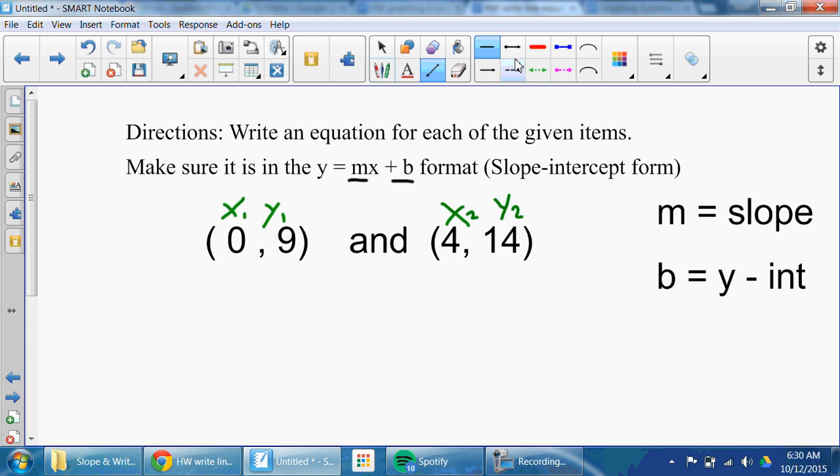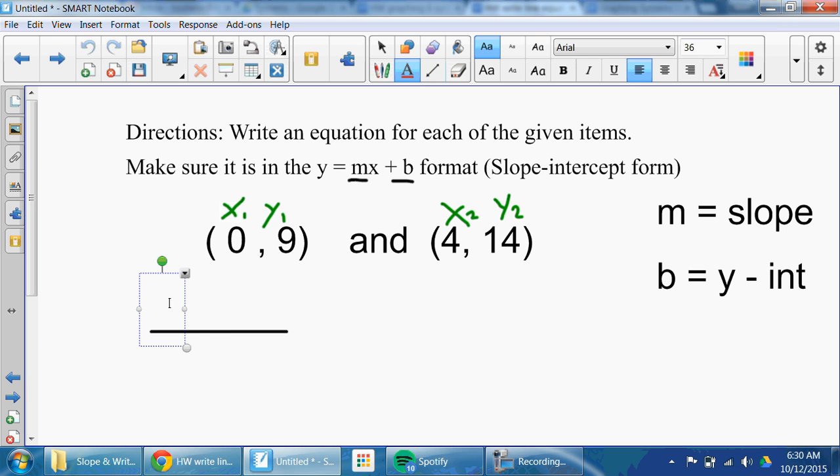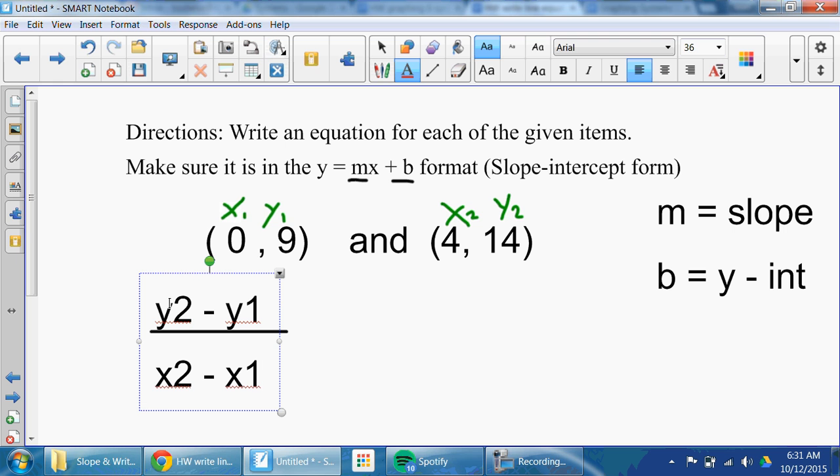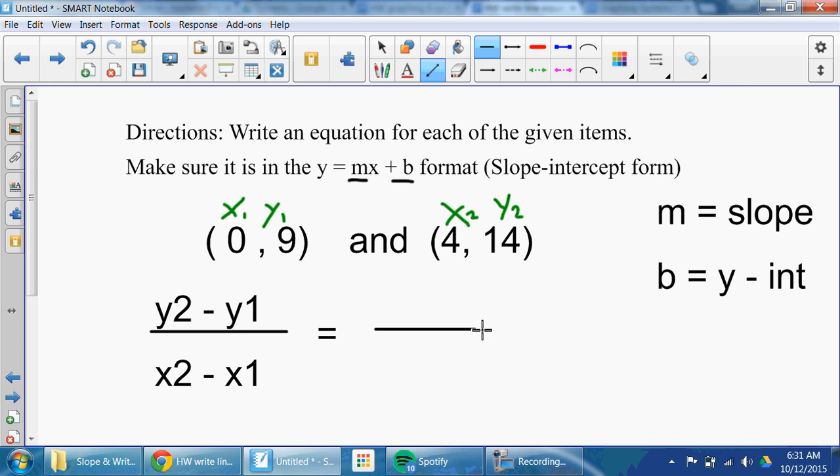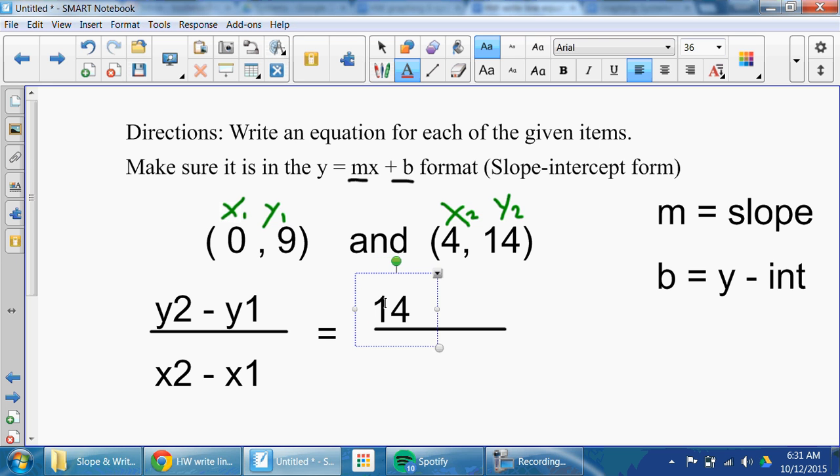And then I could do my slope formula from there. If you remember the slope formula, it is y2 minus y1 over x2 minus x1. Okay? So if we were to do that with our points, we would do y2, which is 14, minus y1, 9, and then x2 minus x1.